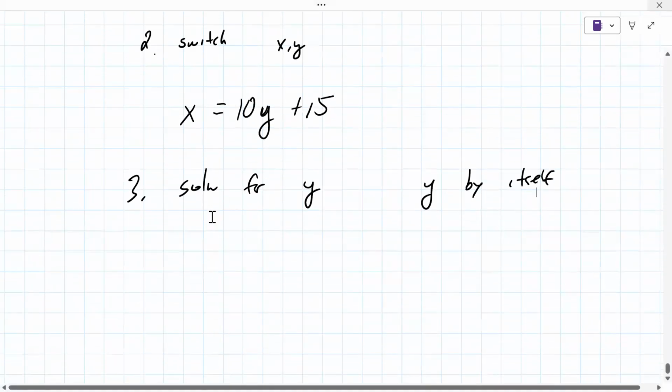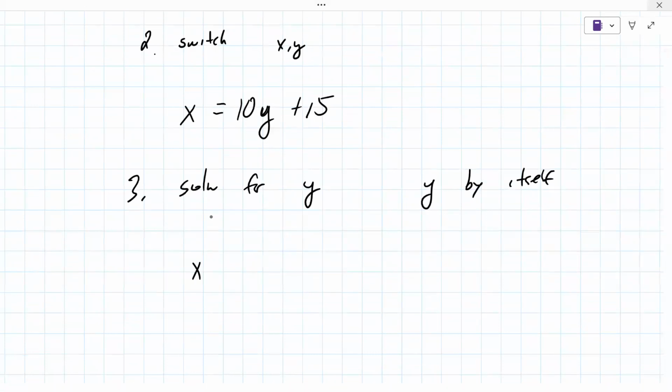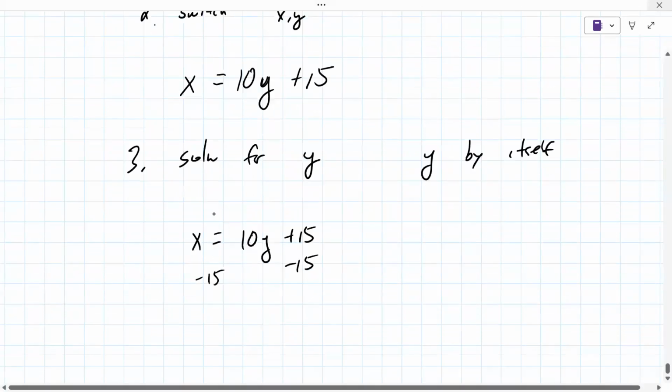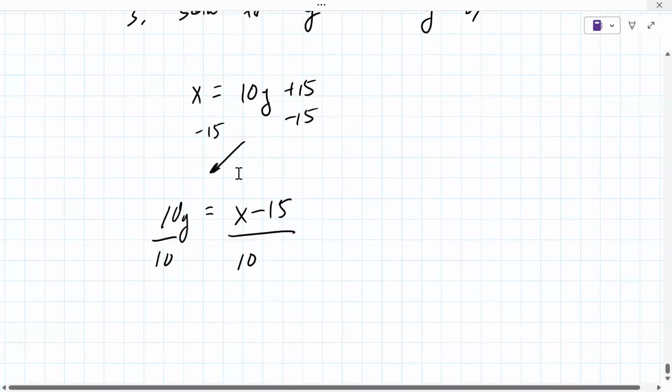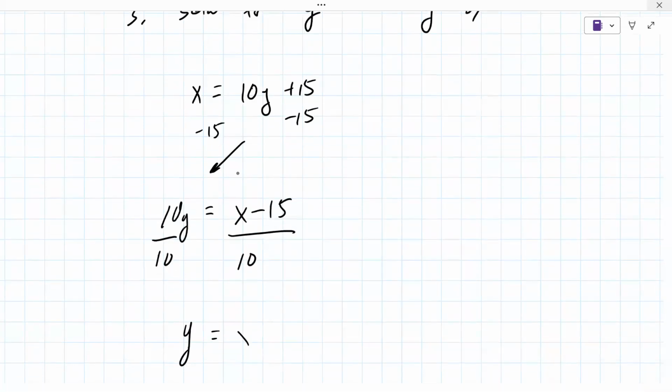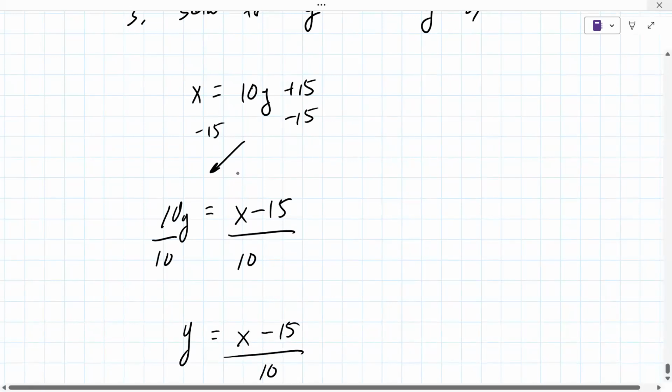So to do this, and sometimes it doesn't give you anything that you really like, but that is okay. You're going to subtract 15 from both sides, and then I'm just going to swap sides. So 10y equals x minus 15, and then you divide by 10. So y is equal to x minus 15 divided by 10, the whole thing. If you're entering this in there, you might have to put parentheses around there.